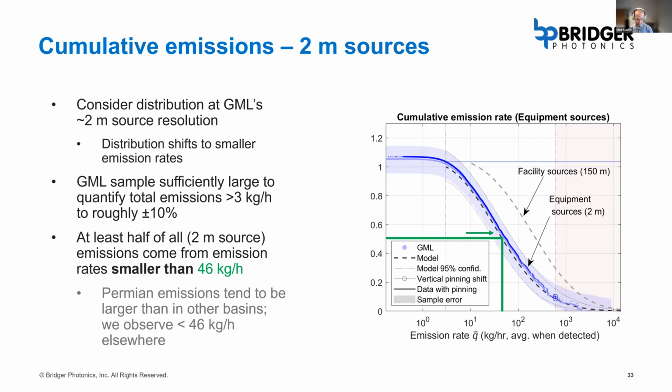And the true sensitivity is actually a bit lower than that for a couple of reasons. Again, because we're ignoring sources smaller than GML's full detection limit, which in this case is 3 kilograms per hour. And also for other basins, this tends to be smaller to begin with, just because Permian emissions tend to be larger.